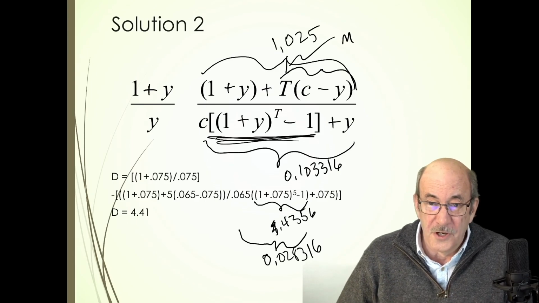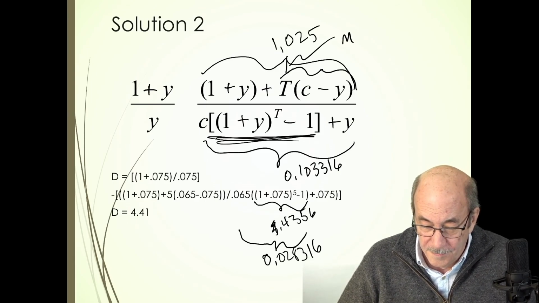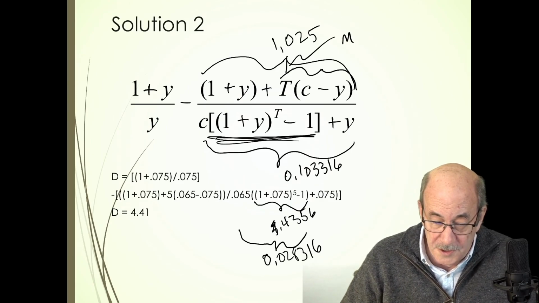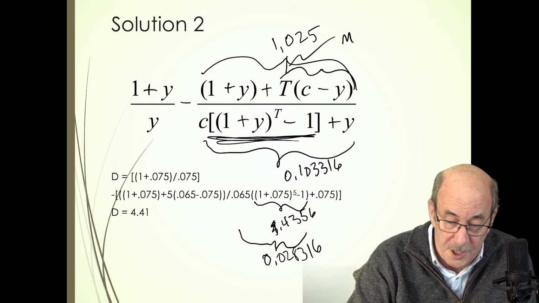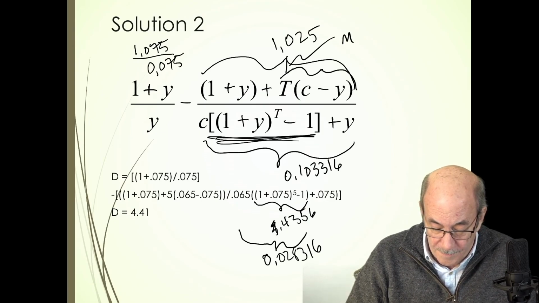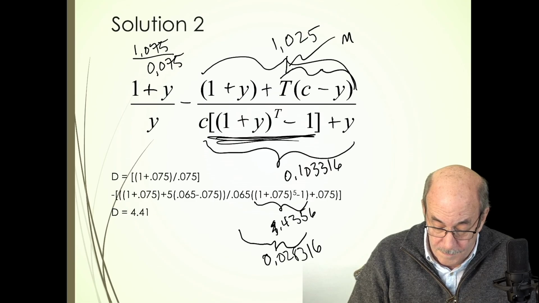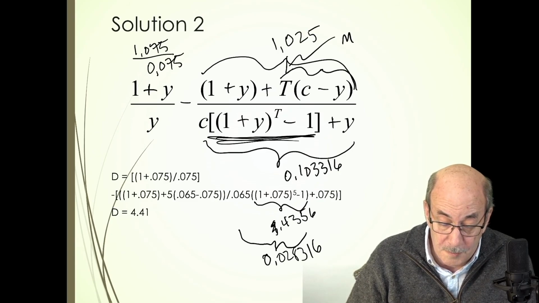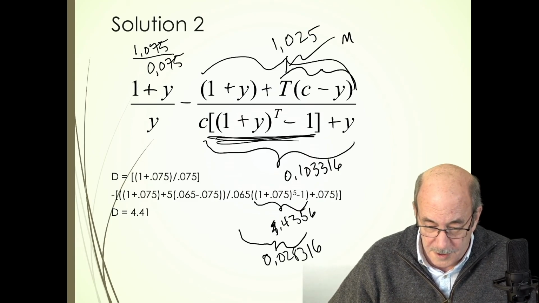1.025. Are these numbers looking familiar? Yeah. Okay. And by the way, this is a minus here. And so I've got 1.075 over 0.075. So that's crazy. That can't be right.